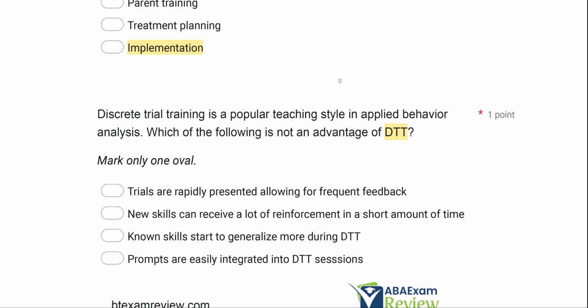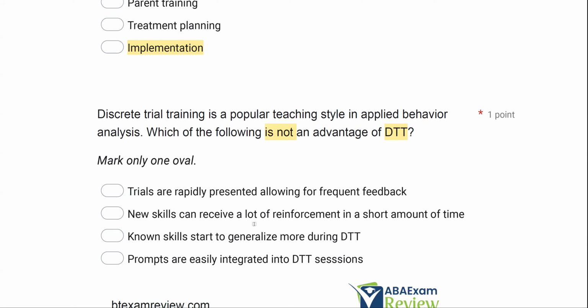Now, it has a lot of advantages, but as to everything, there are disadvantages. And the question wants to know what is not an advantage of DTT. So, what is something that is a disadvantage of discrete trial training? A, trials are rapidly presented, allowing for frequent feedback. That is an advantage. One of the great things about discrete trial training is you can deliver a lot of feedback and a lot of what we call consequences or maybe corrective feedback in a short amount of time.